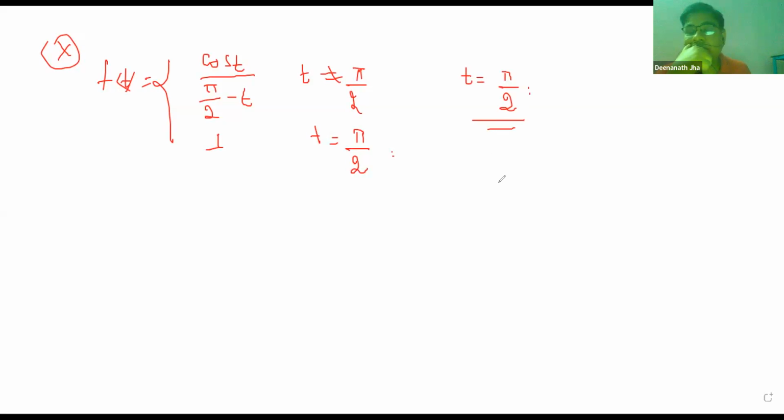I am telling you one thing, this question is just based on class 11th limit. If you have discussed limit in class 11, then you will solve it easily. Now tell me. I think this question is also from NCERT. Can you tell me whether this function is continuous or not? The function is cos t divided by pi by 2 minus t when t is not equal to pi by 2, and it is 1 when t is equal to pi by 2.